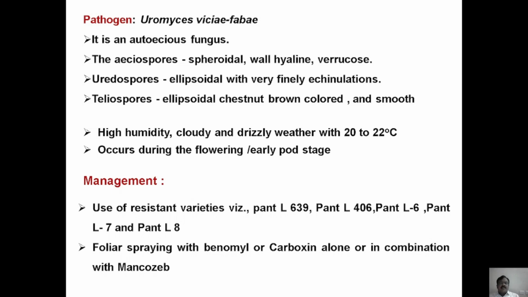In order to manage this disease, you can go for resistant varieties like Pant 639, Pant L406, Pant L6, Pant L7 and Pant L8, or else a foliar application of carboxin, or in combination with mancozeb, is highly advisable to reduce the incidence.